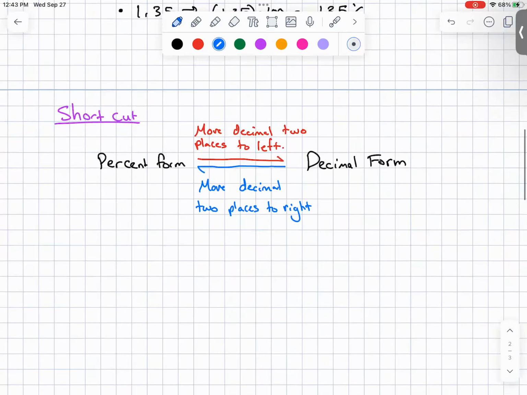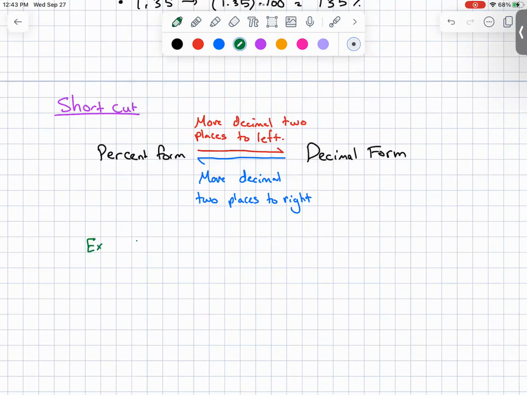So an example of this shortcut, and the way you should do it from now on, is if you have 64%, you're going to write that 64 as 64.0, and you're going to convert it by placing this decimal point there. So your decimal version is 0.64. If you have 1.835, what you're going to do is move the decimal place to the right to convert it to percent form. And get 183.5%.